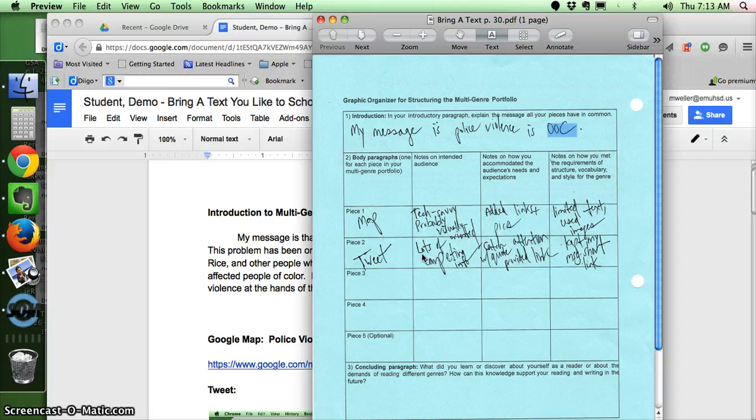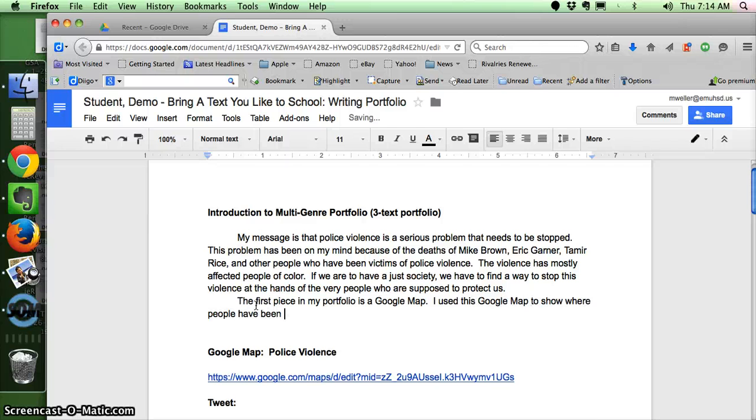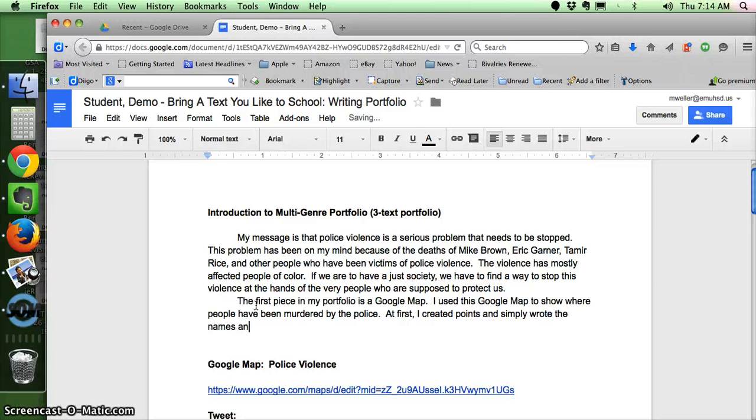Okay, so I'm going to go back to my organizer. And here, I'm going to start writing about my map. Now, it doesn't matter what order you write about your pieces, but you're going to write about each piece. So I've got my map first, and I'm going to say the first piece in my portfolio. You could say the first text in your portfolio is a Google map. I use this Google map to show where people have been murdered by the police. First, I created points and simply wrote the names of the victims and the locations where they were killed.